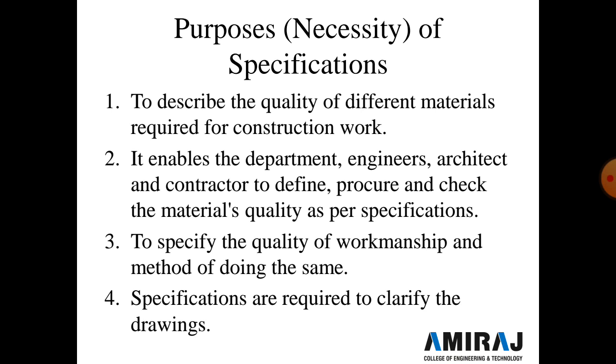Here the necessities are given one by one. First, to describe the quality of the different materials required for the construction work. Different qualities and different types of material are available in the market, so which type of material we use in a particular work to complete the construction work is easily described in a specification.